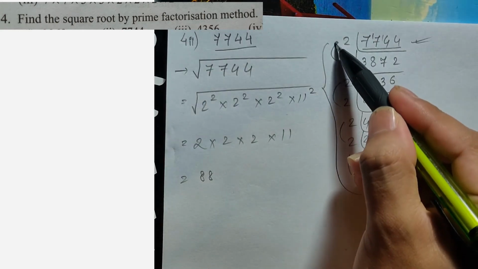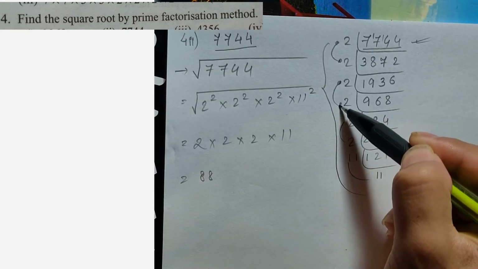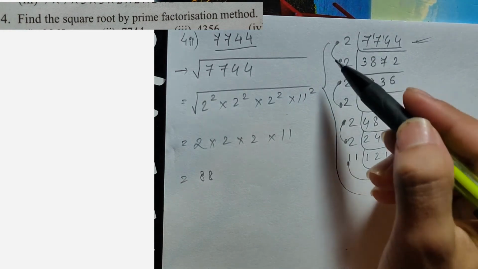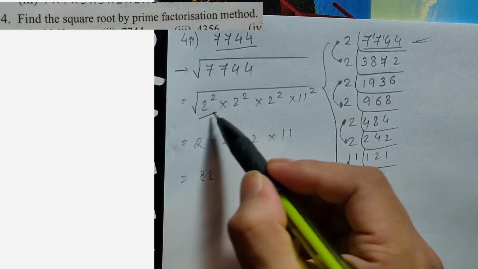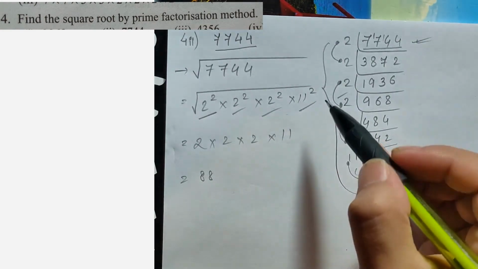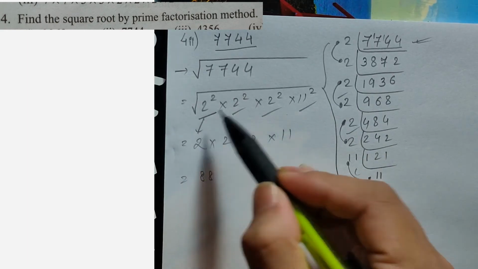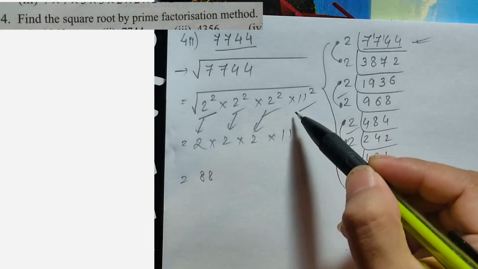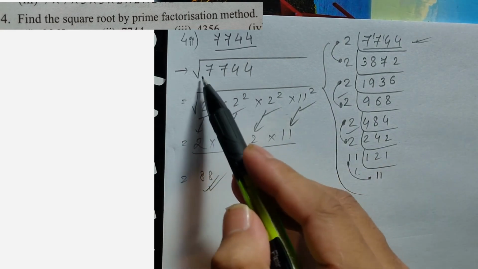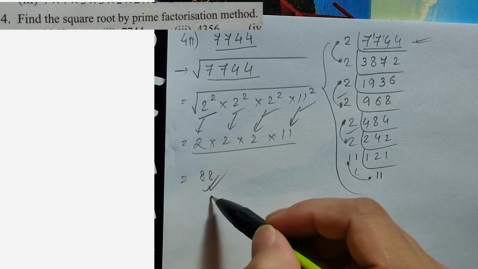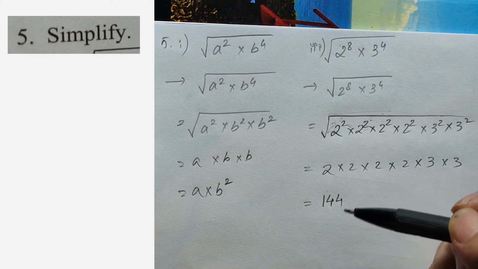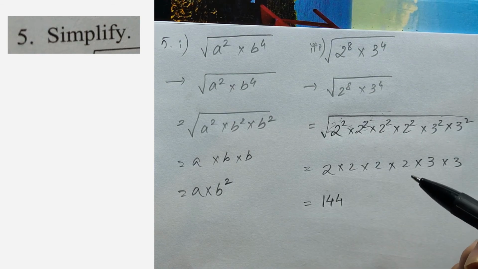Okay, then what we do is we pair these numbers in this way. Okay, so this will become 2 square, so 2 square, 2 square, 2 square, and this will become 11 square. Now this will come out of the square root as 2, 2, 2, 11, and when you multiply this you get 88. So we have square root of 7744 equal to 88. Let us see the last two questions for this video. The question is shown on the left hand side of your screen.